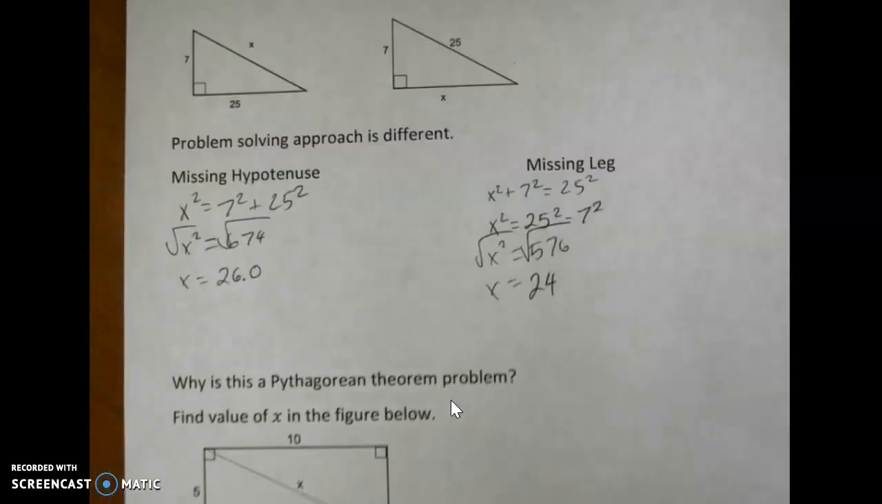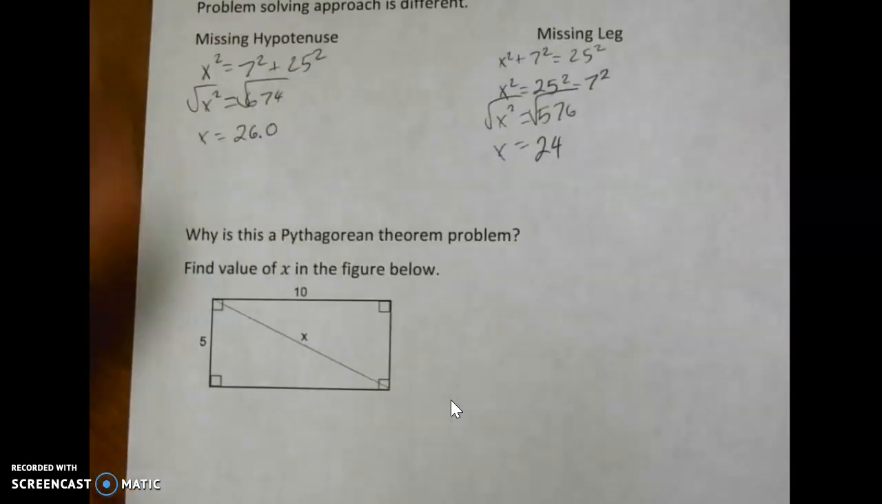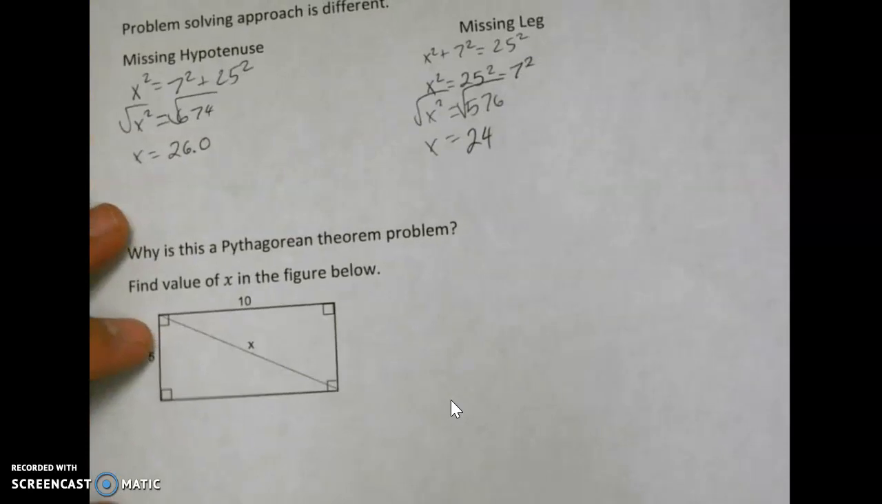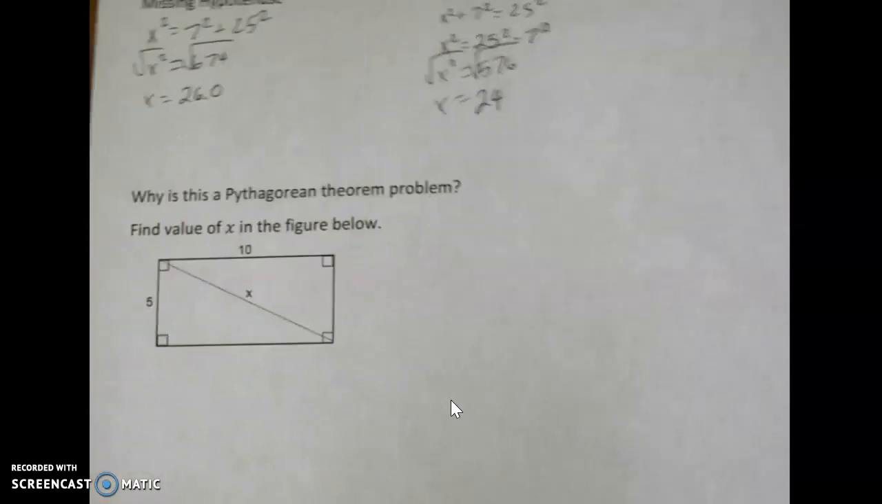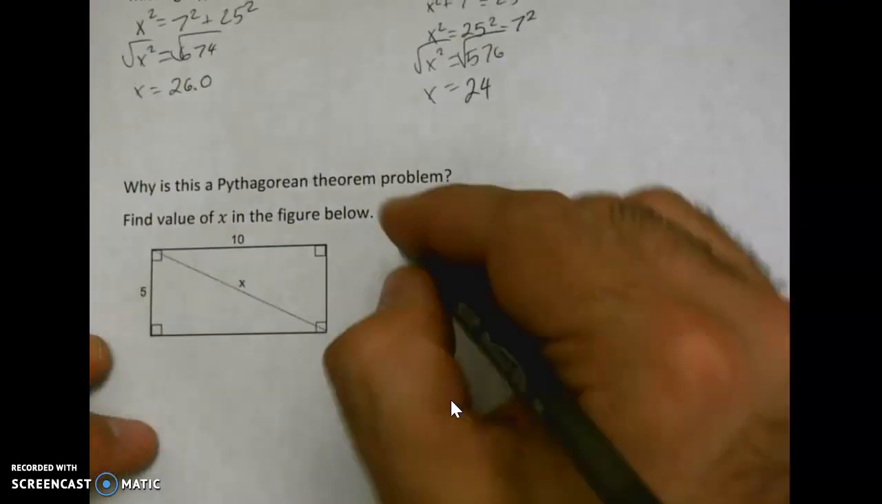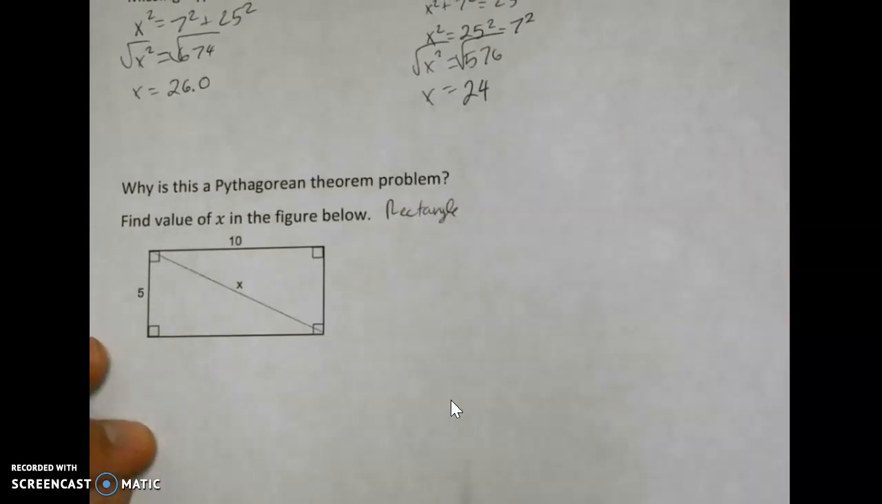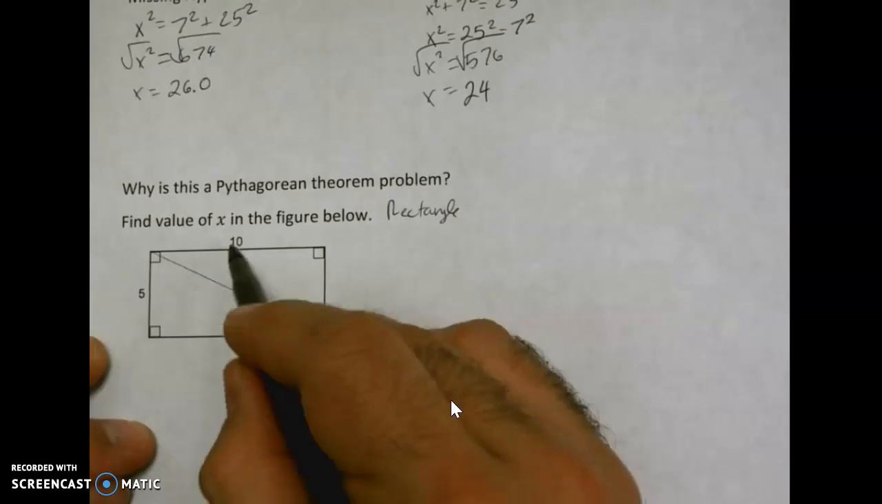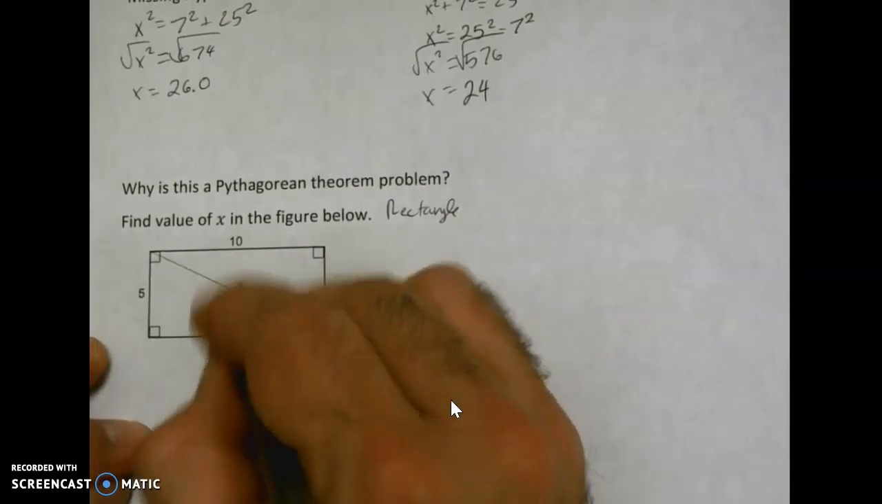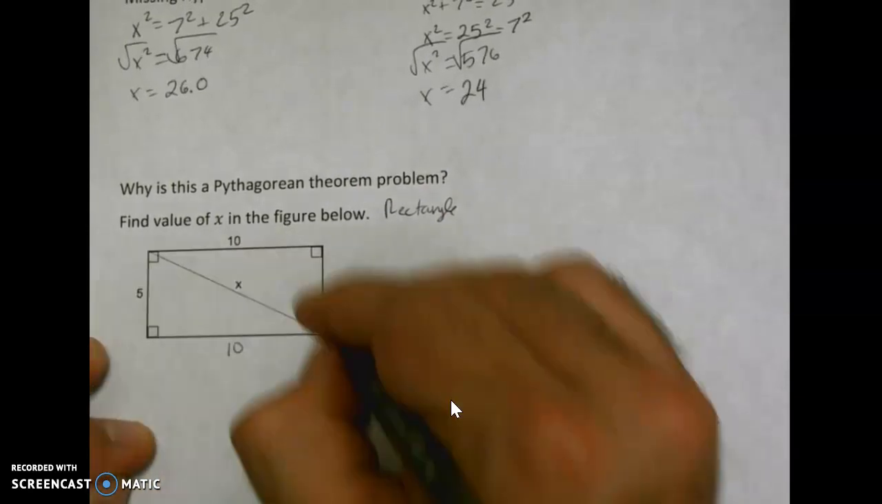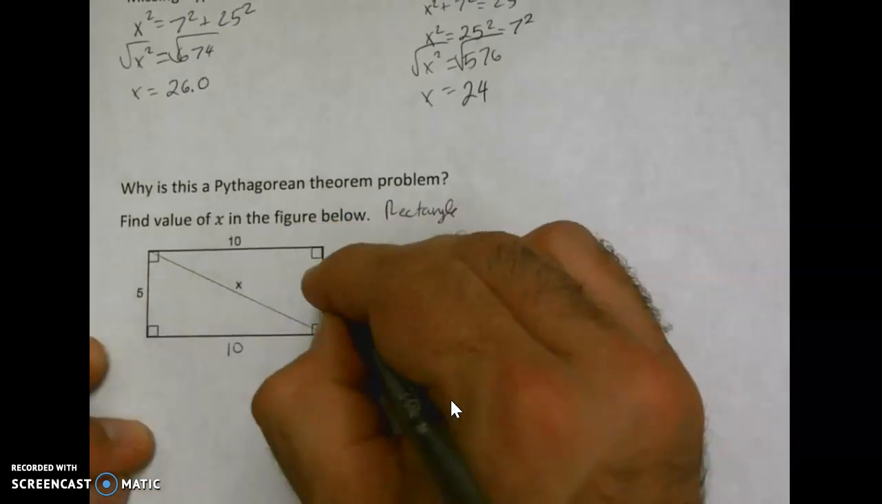Let's look at a couple of application questions. We have another situation where we have a question that says, find the value of x in the figure below. This is a rectangle, right? And one thing that we should know about rectangles is the opposite sides are the same. So this side is 10, and this side is 10. If this side is 5, then the opposite side is 5.